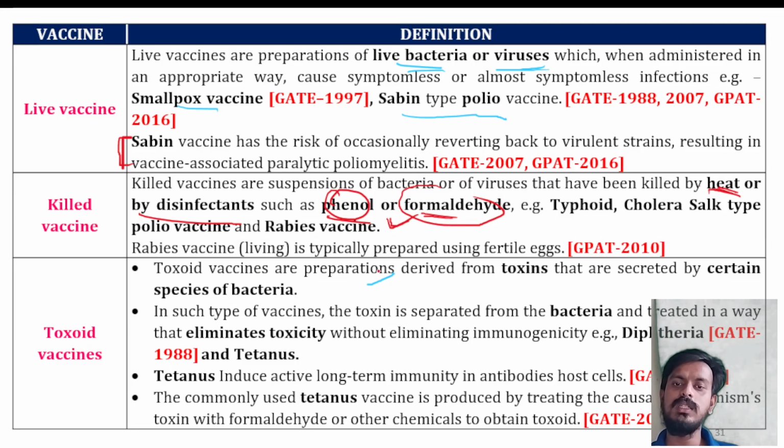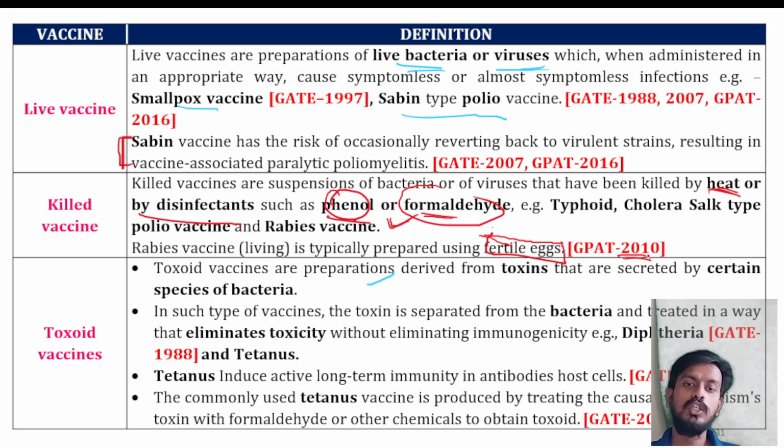So rabies vaccine is typically prepared from the fertilized egg. This is very important. Rabies vaccine is prepared from fertilized egg. This question was asked in GPAT 2010.